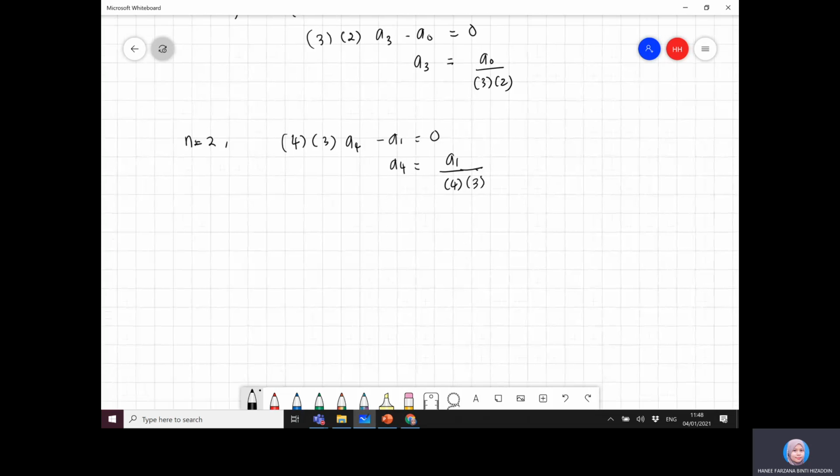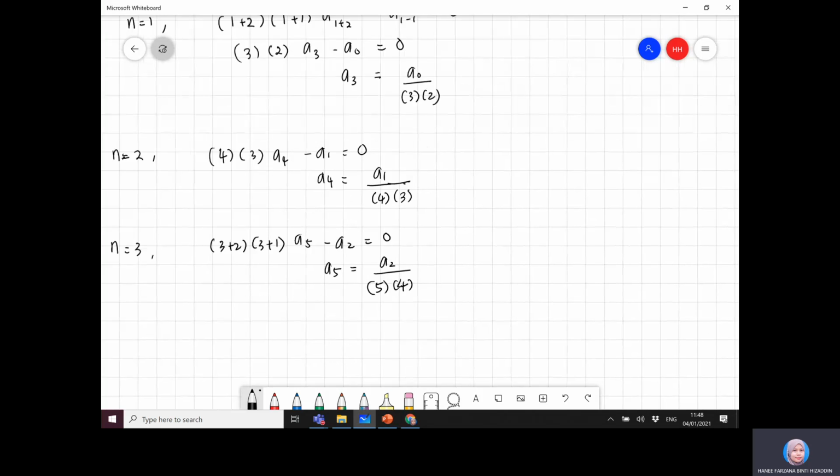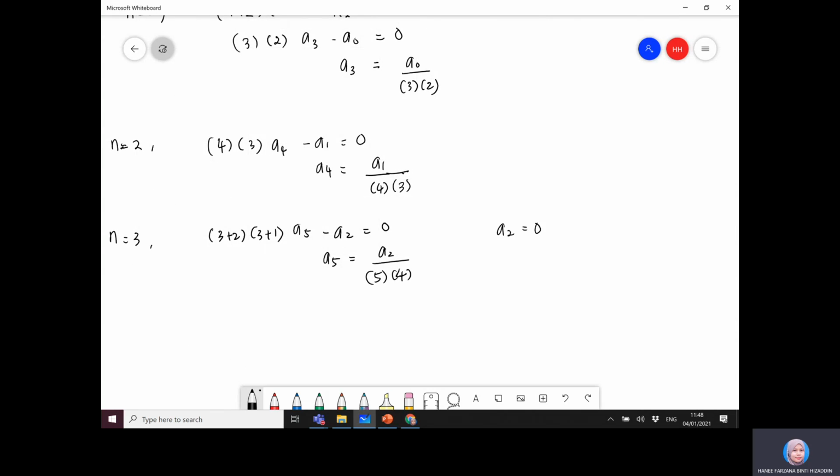Okay, then you repeat with n equals 3. So all of these are in your book, in your notes. I'm just explaining all the way through. So for n equals 3, you have (3 + 2)(3 + 1) a5 minus a2 equals 0. So your a5 equals a2 over 5 times 4. And your a2 is equal to 0, right? So a2 equals 0, so your a5 is 0.